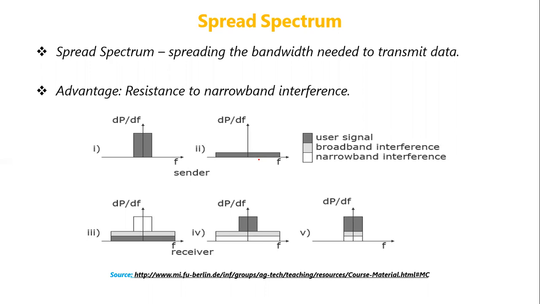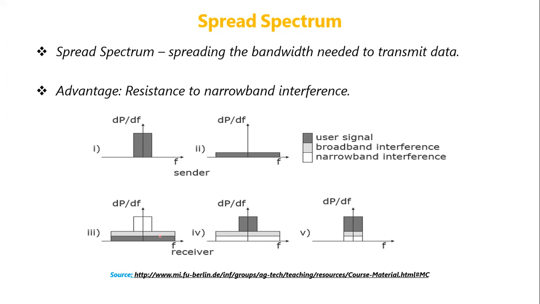So during transmission, some interference is added to this signal. Two types of interference are added. One is the broadband interference, the other is the narrowband interference. So the original signal is mixed with the broadband interference and narrowband interference, and this signal is sent to the receiver. Now the receiver knows that the received signal not only has the actual data, or the user signal, but also includes the broadband interference and narrowband interference.